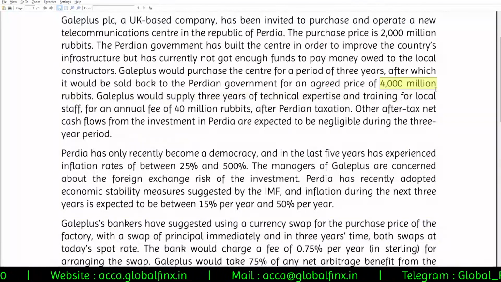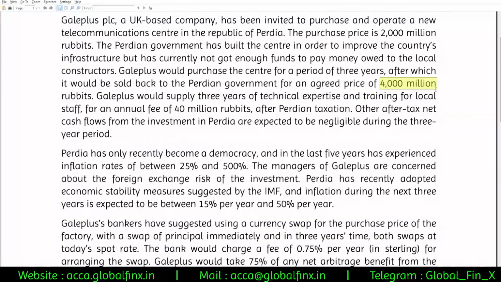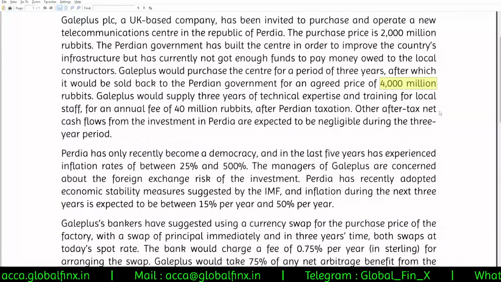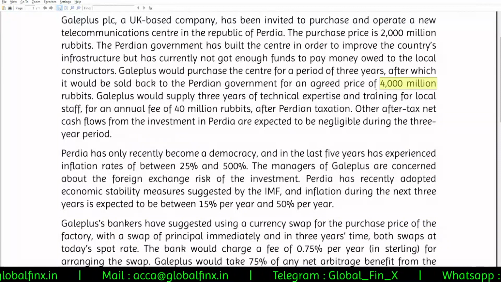See, right now you are going to pay 2000 million, you are going to get 40, 40, 40 for the 3 years, and at the end of the third year you are also going to get 4000 million as the repurchase back price.